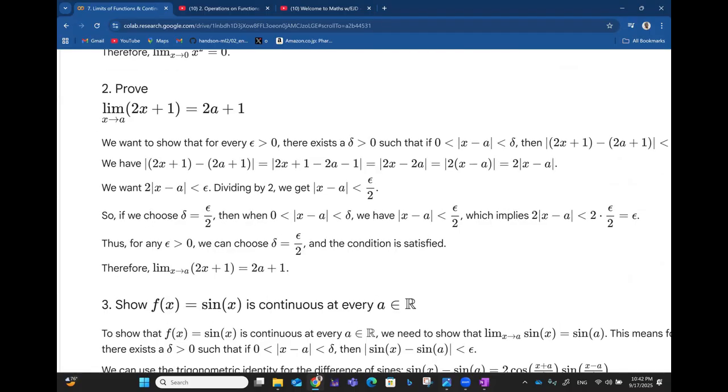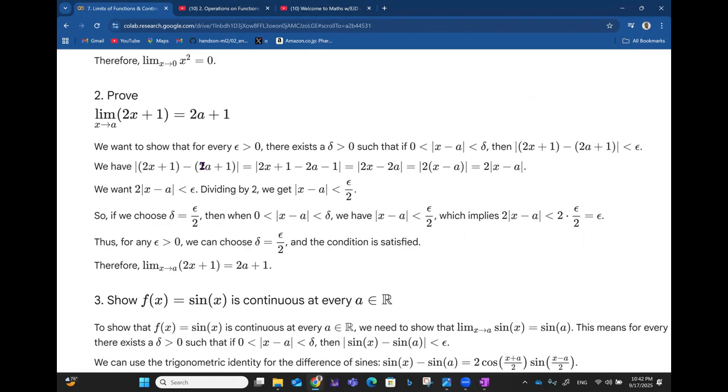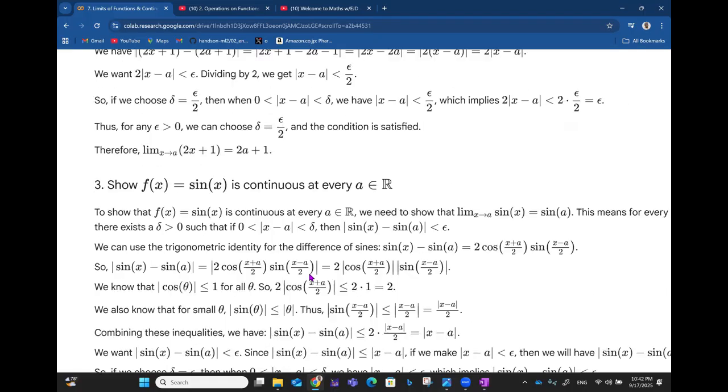So look at exactly what I've done. We want to show that for every epsilon greater than 0, there exists a delta greater than 0, such that if we have this expression, then this expression also holds. If you tidy things up, it factorizes, and you end up getting epsilon over 2. So if we choose delta to be epsilon over 2, then 0 is less than all this, and we're able to say, thus, for any epsilon greater than 0, we can choose delta as epsilon over 2, and the condition is satisfied. Therefore, the limit as x approaches a of 2x plus 1 is equal to 2a plus 1.